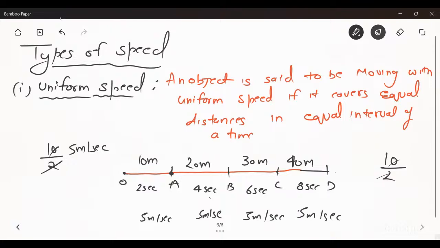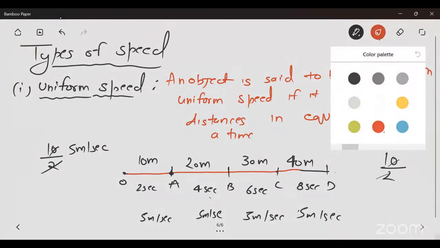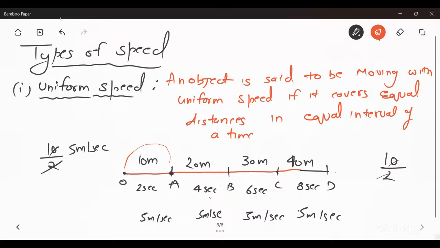So if you see here, it will cover equal distances in equal intervals of time. From O to A, 10 meter, A to B, another 10 meter, B to C, another 10 meter, C to D, another 10 meter. O to A, 2 seconds, A to B, 2 more seconds, B to C, 2 more seconds, C to D, 2 more seconds. Okay, that was your uniform speed.